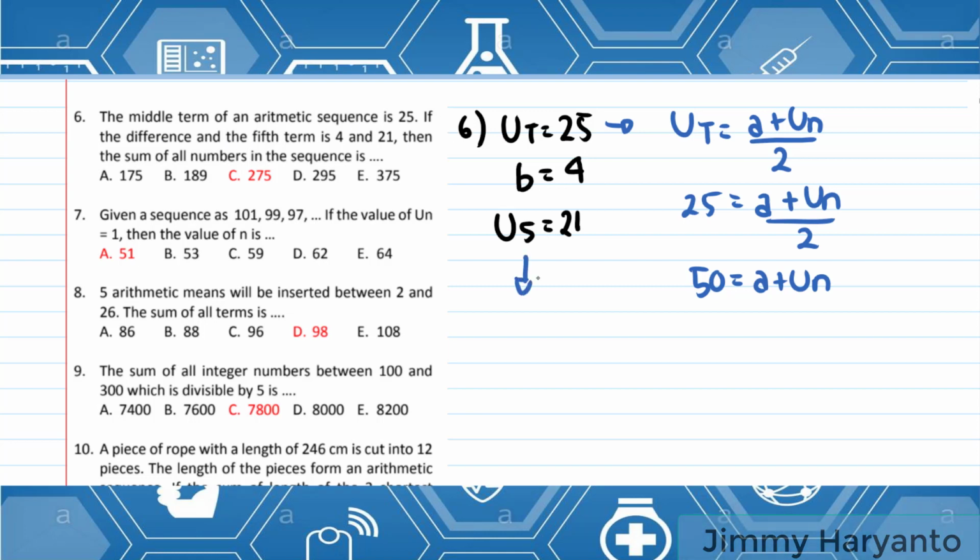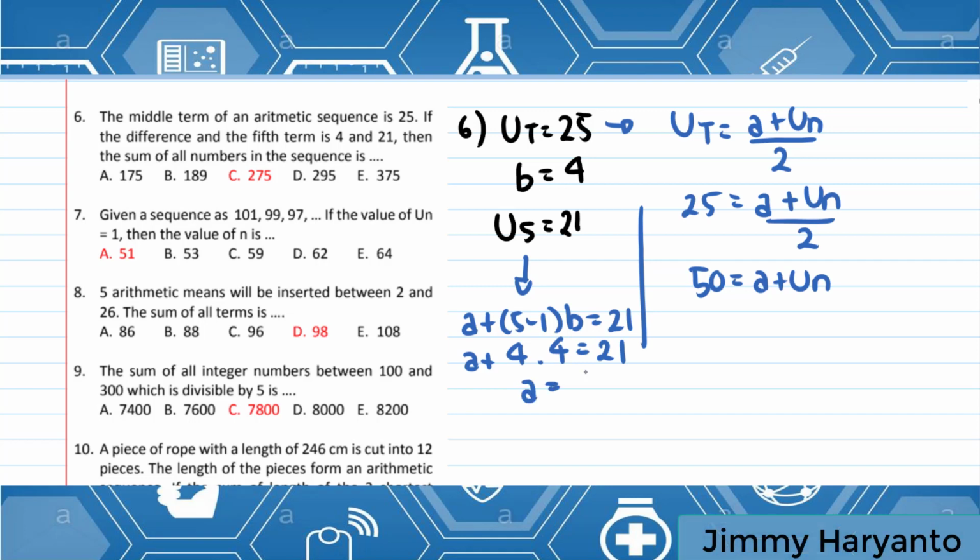Okay, and then the second, I will use this formula for u5. It will be a plus (5 minus 1) times b equals 21. a we don't know yet, and then this is 4 times b. We already know the b is 4. We put it right there. So 21 minus 16, it will be 5. And then we can plug in the a into this equation. 50 equals 5 plus un. Therefore, I will get un equals 50 minus 5, 45.